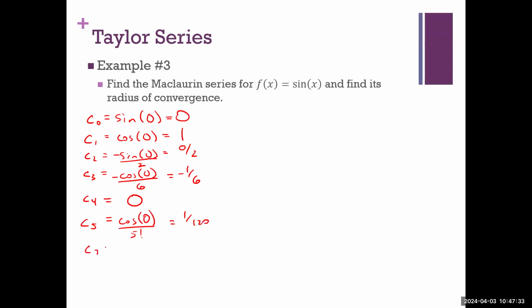I'm going to skip ahead to C7. I think we can safely assume that every even one will vanish. What is C7? Negative cosine 0 over 7 factorial, which is not a number I know off the top of my head. I'm happy to just leave it. So here's the thing. I think this is going to make it a little trickier to deal with C sub n, because we're going to be missing a lot of terms.